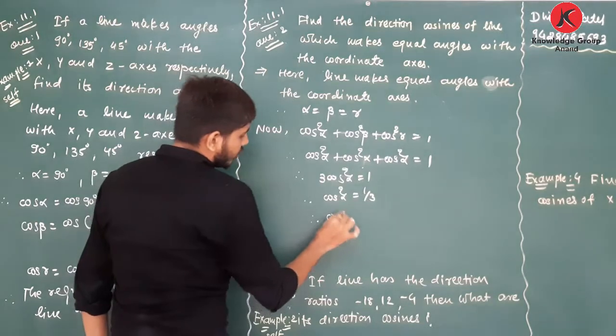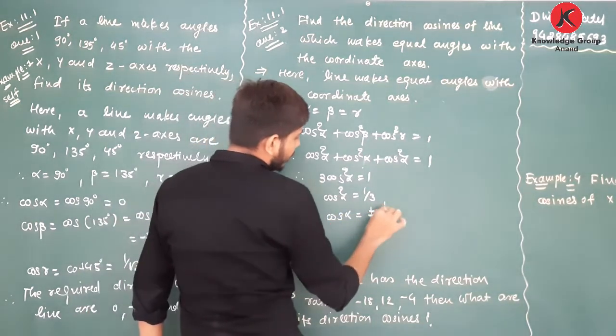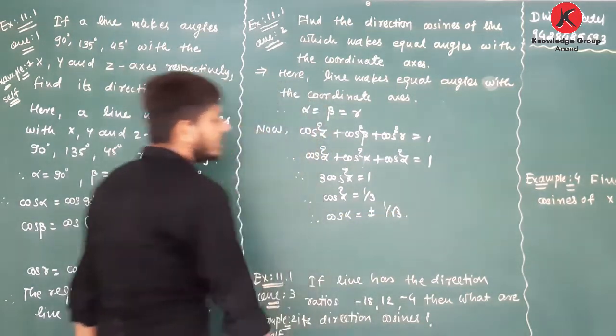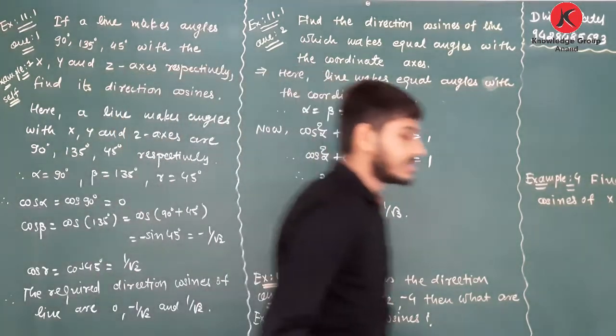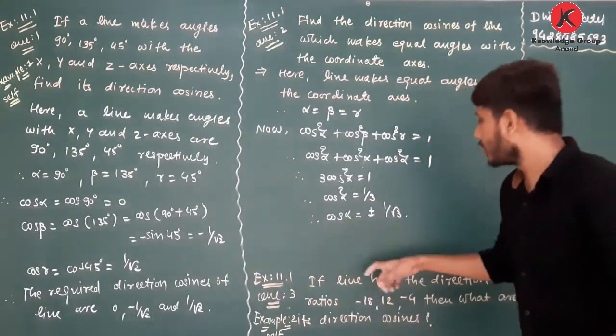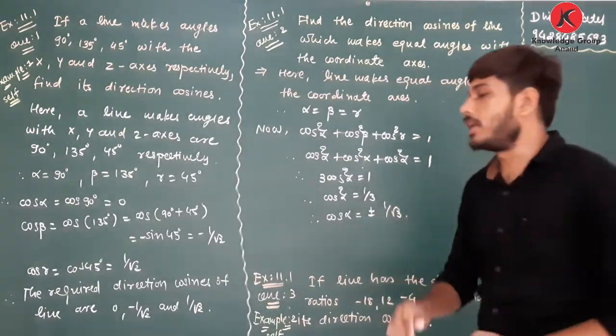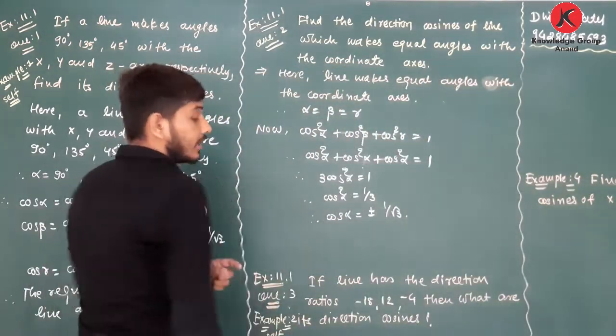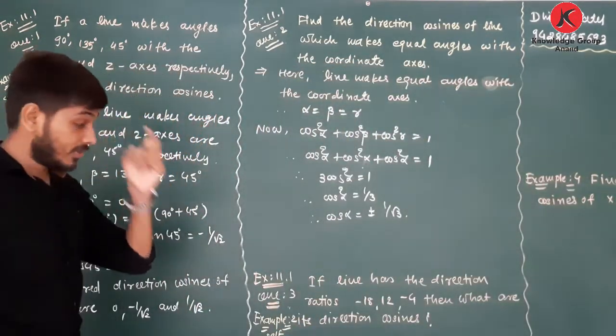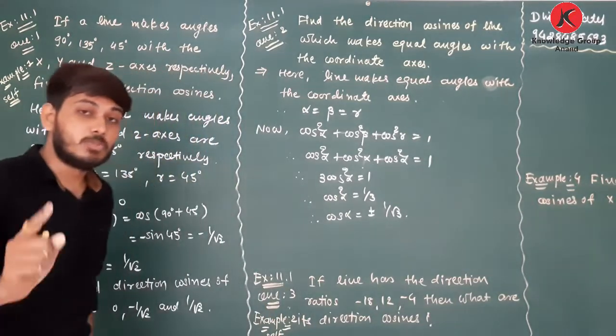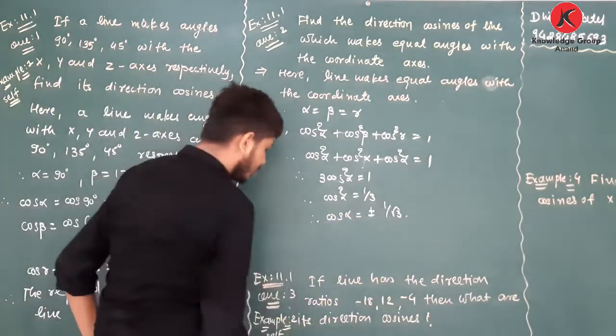But here cos alpha will become plus or minus 1 by root 3. This is not a vector, this is a line. Therefore we have to take both the values, plus as well as minus here. In vector we take only one value, but in line we have to take both the values, plus or minus 1 by root 3.